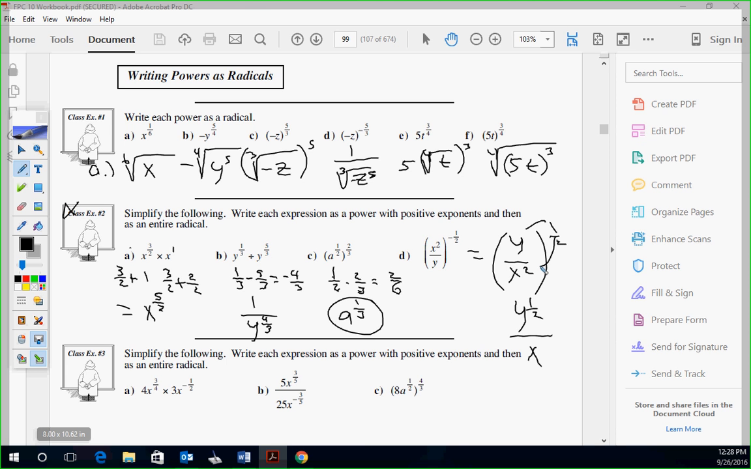Okay, so I'm going to go back and write these with radicals now. So this is 5 over 2, so it's going to be square root x to the 5th. This one's going to be 1 over cube root y, and we'll do the whole thing to the 4th. This is just cube root a. This is square root y over x. Just writing it with radicals like the directions said.